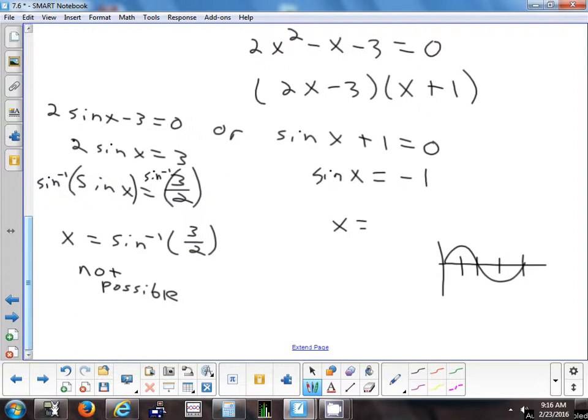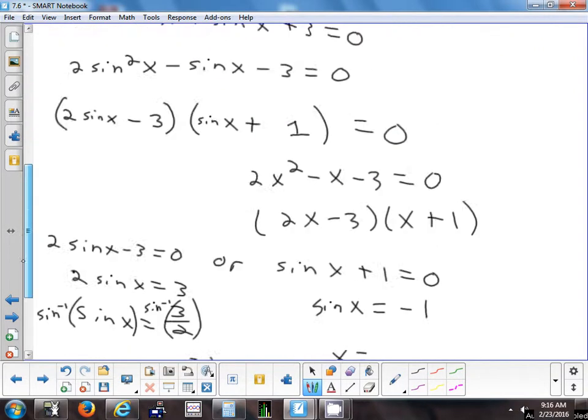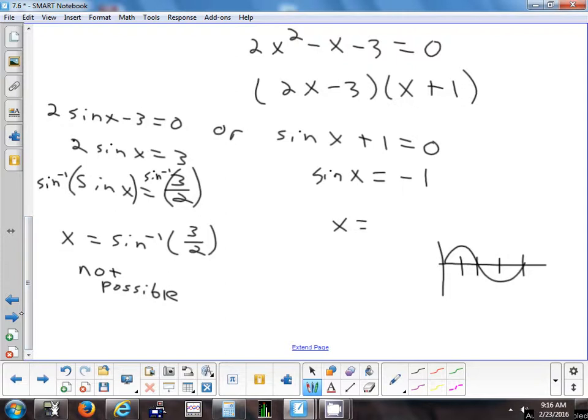Anybody tell me where I hit -1? At what angle? 270. Yep. Now, let me just see if they want degrees or radians. Okay, I think they wanted radians because they mentioned 2 pi. Tommy, can you tell me what 270 is in radians? Good, 3 pi over 2.